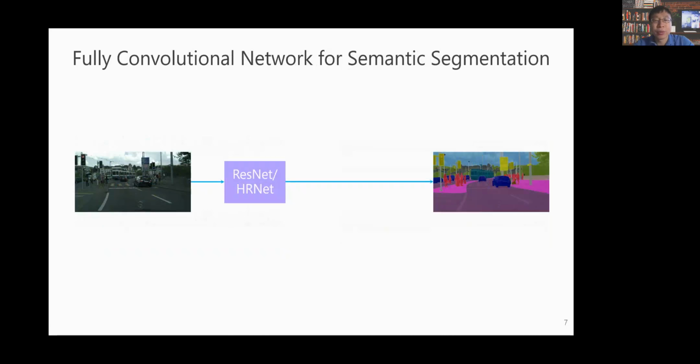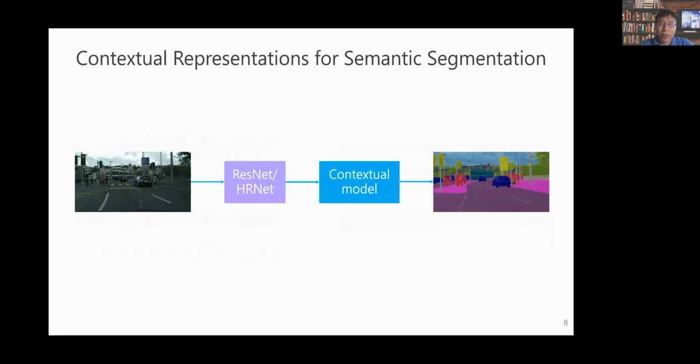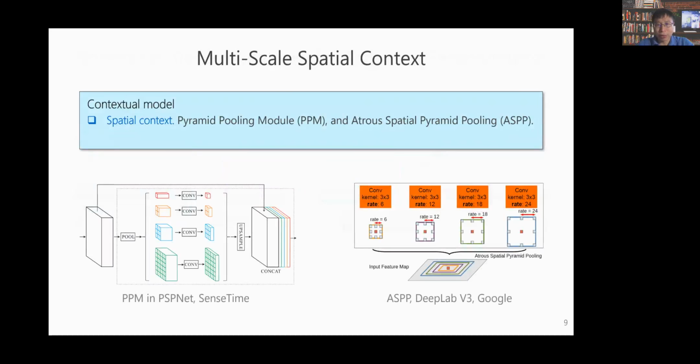So as we know, the convolution network, for example, ResNet or HRNet, can be directly used for segmentation. But actually, to learn strong representation for each pixel, various contextual models have been developed. Here, I will talk about the typical context method. Here, it is called multi-scale spatial context. The representative examples include, for example, PSPNet and DeepLab.